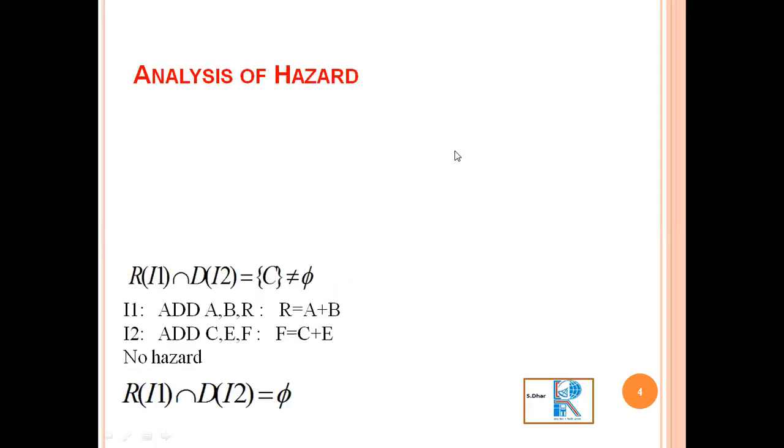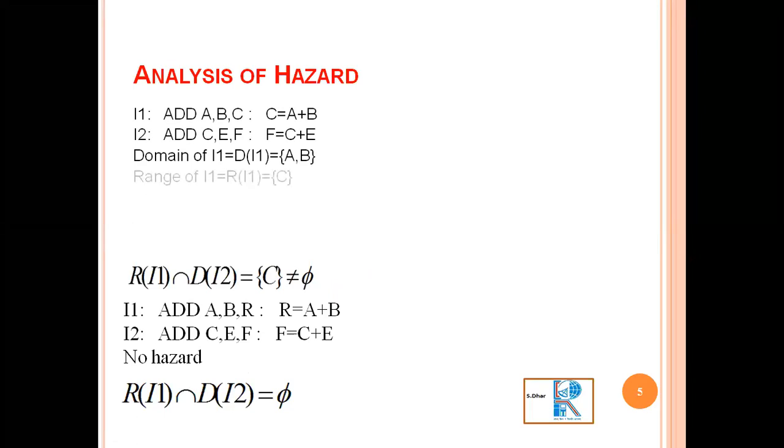Clear? Now, what is the mathematical analysis of the data hazard? See here, we have given add A B C, C is equal to A plus B. That's the previous example. Then add C E F, F is equal to C plus B. Now, for mathematically analyzing the hazard, we define the domain of I1.